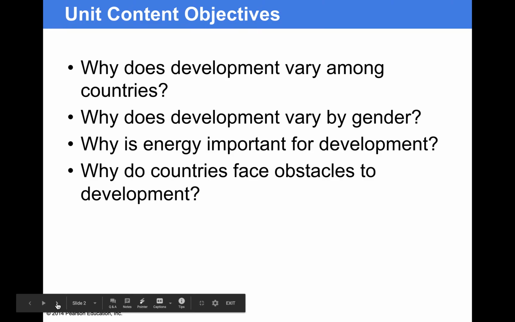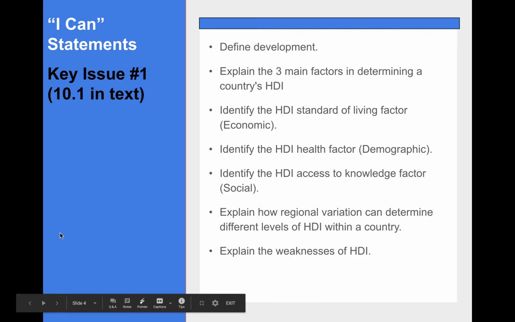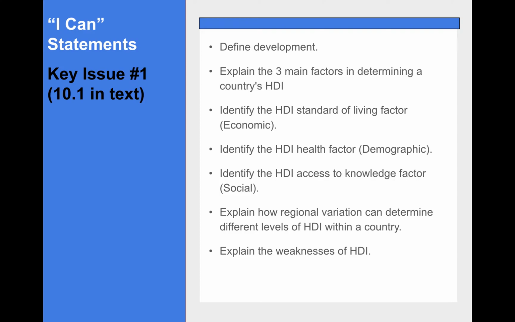There are your key issues for this unit, all 4 key issues. Today's content objective: explain why development varies among countries worldwide using key United Nations factors and indicators. Your I can statements: 1. Define development. 2. Explain the 3 main factors in determining a country's HDI. 3. Identify the HDI standard of living factor.